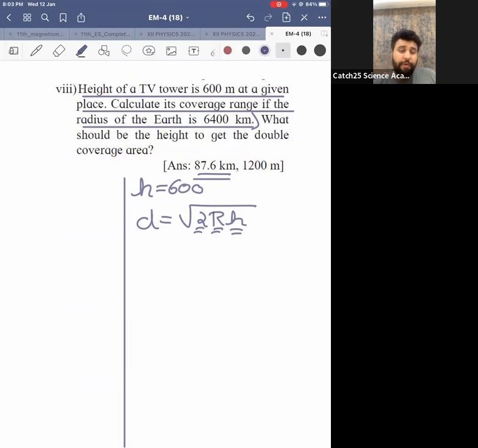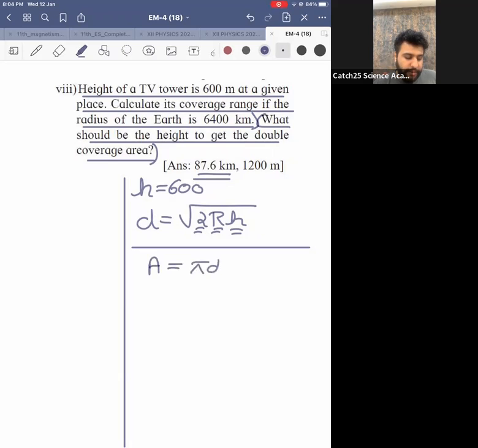Now see the next part of the question, which is very, very important. What should be the height to get double the coverage area? This is the question. What should be the height to get double the coverage area? For this, you should know the relation between area and height. Now tell me, what is the formula for area? Can I say formula for area is pi d square?